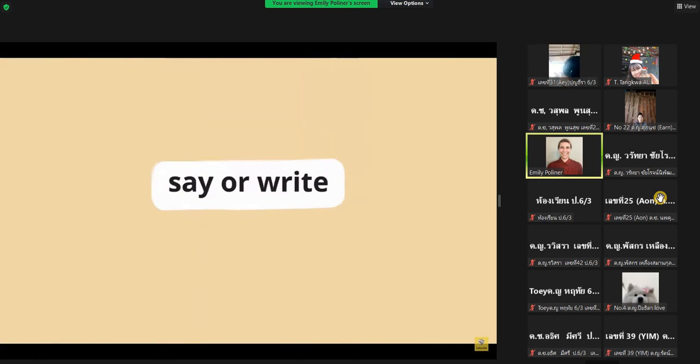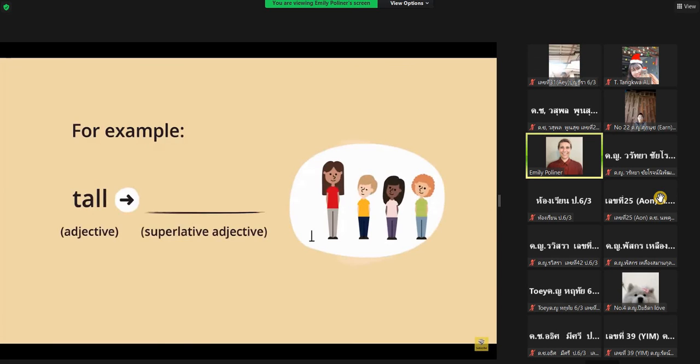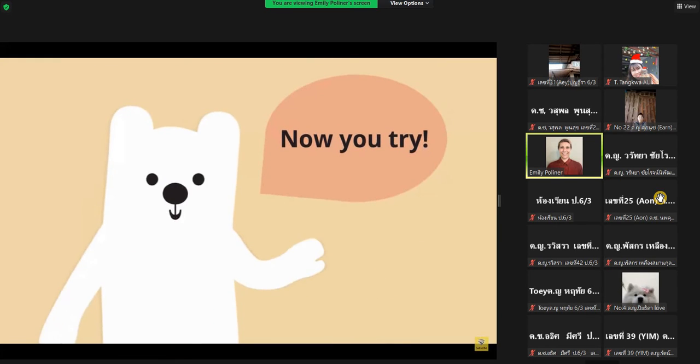Look at the adjective. Say or write the superlative adjective. For example, tall, the tallest. Now you try.